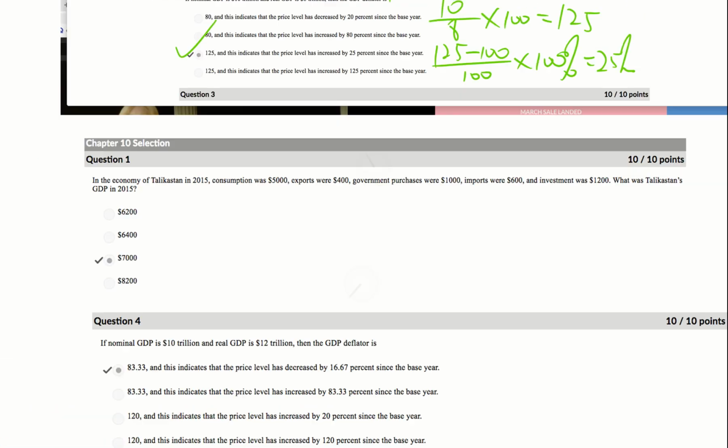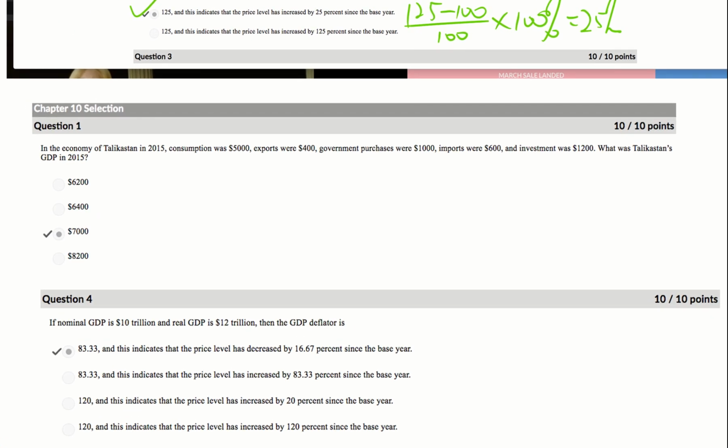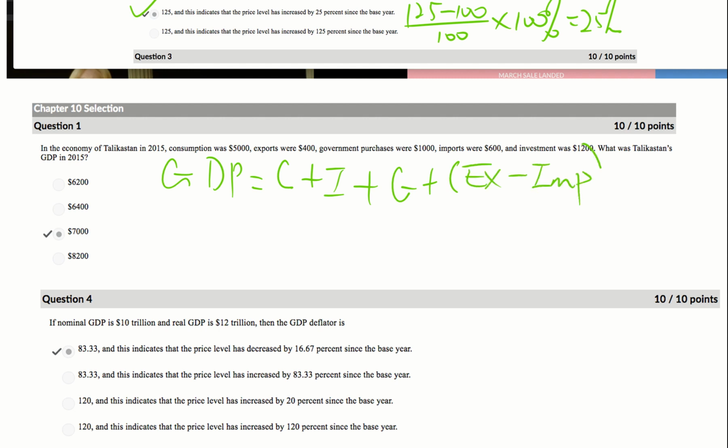All right, and the next one is a little different. In the economy of Tajikistan in 2015, consumption was 5,000, exports 400, government purchases 1,000, imports 600, investment 1,200. What was the country's GDP? GDP equals consumption plus investment plus government spending plus net exports, which is exports minus imports. So that's the formula.